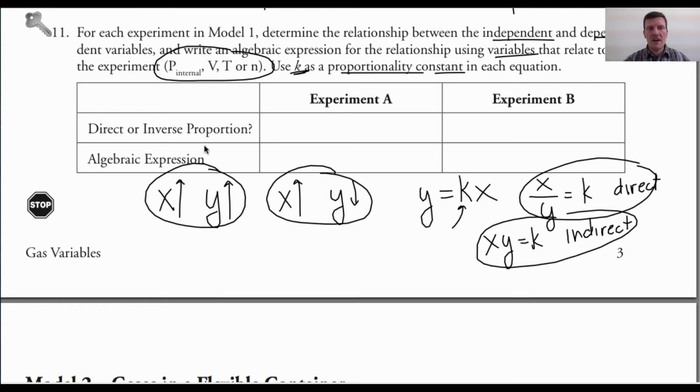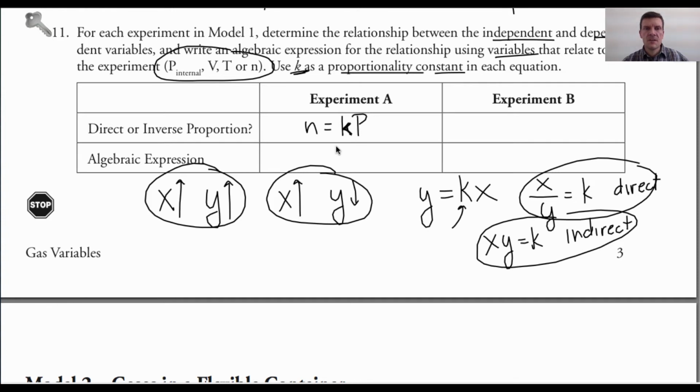So let's figure out what we have here. In experiment A, what did we change again? We changed the number of particles. That would be your N. And what changed is the internal pressure, P. So they're not equal. One goes up, the other goes up. We're going to set them equal with a K here.